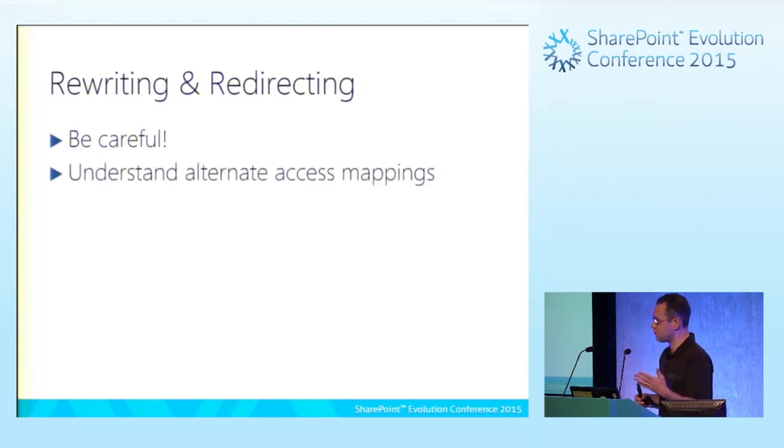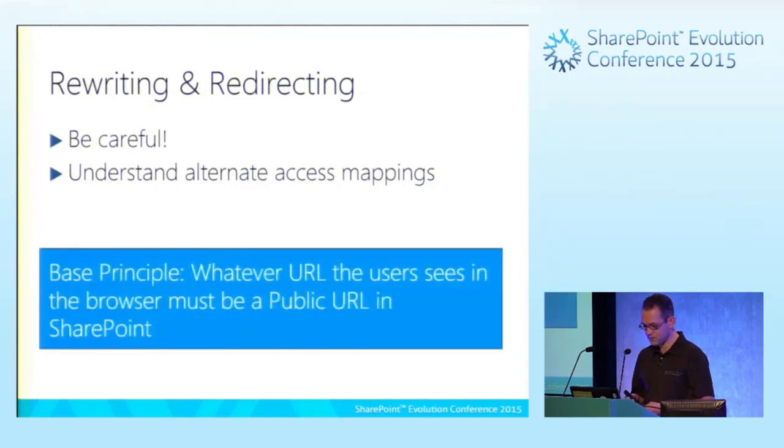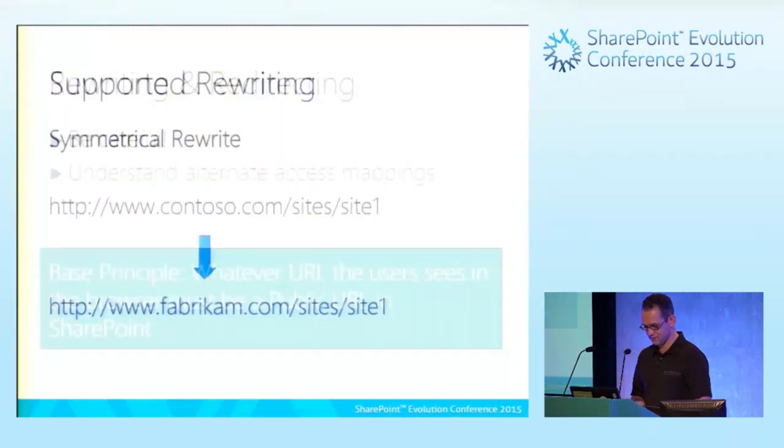Before you try to do something with rewriting or redirecting, understand the concept of alternate access mappings. That is very important. Now, the base principle in rewriting, redirecting, whatever, is that whatever URL the user sees in its browser, the end user that is actually using your SharePoint, must be a public URL in SharePoint. If you adhere to that principle, most of the time, you're okay. So don't do something else. Don't configure a URL like portal.contoso.com on your reverse proxy server and not let SharePoint know about it. That's not supported and will not work in a few scenarios.